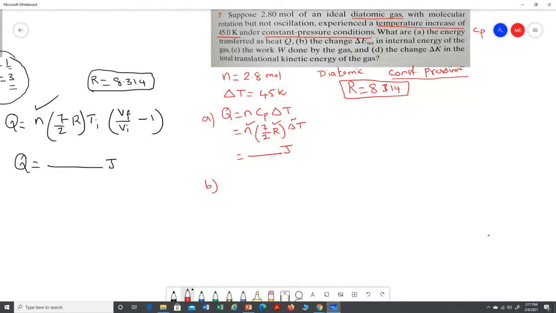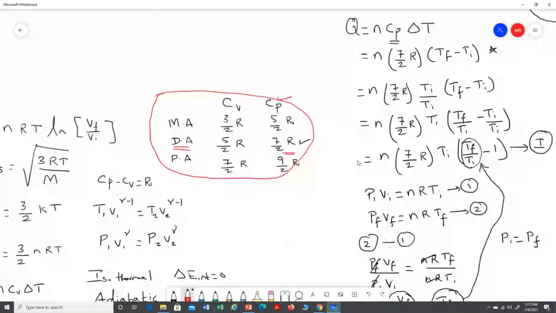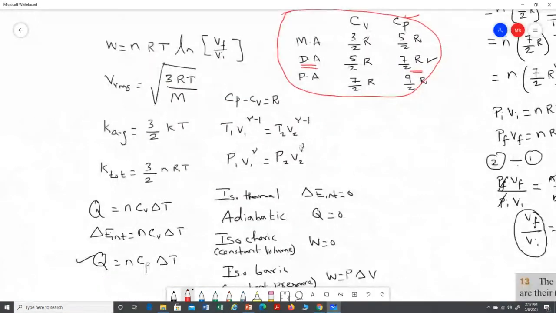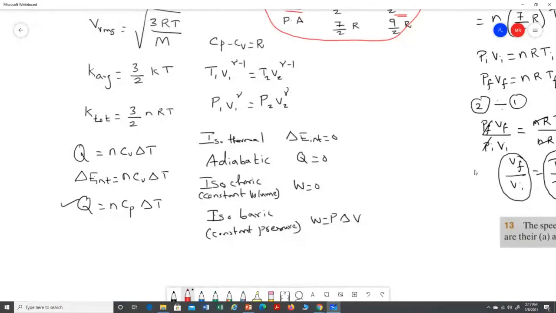What is the change in internal energy? My dear, what is the formula for change in internal energy? Go back to the formula. What is the formula for change in internal energy? This is the change in internal energy. Am I right? Yes.